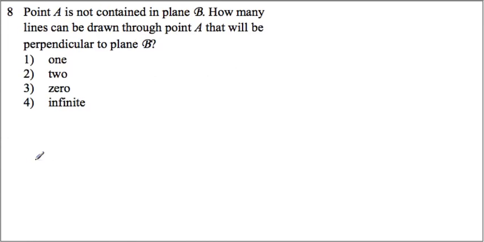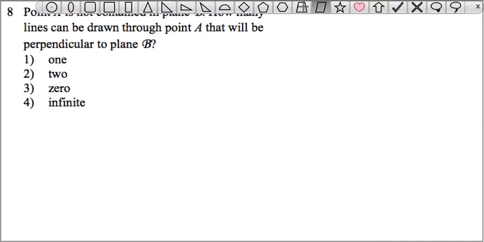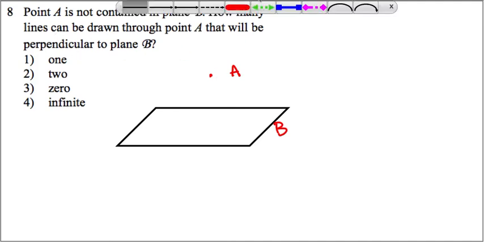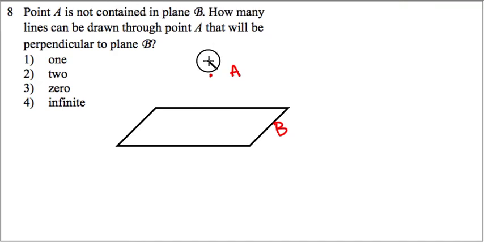Now, number 8. Point A is not contained in plane B. So I'm going to use the parallelogram to show you that it's a plane. Assuming that that's plane B, and point A is not contained in that plane. So I'm going to say point A can be up in the air somewhere. How many lines can be drawn through the point A that will be perpendicular? So in fact, when you look into it, the only way that's possible is right there.